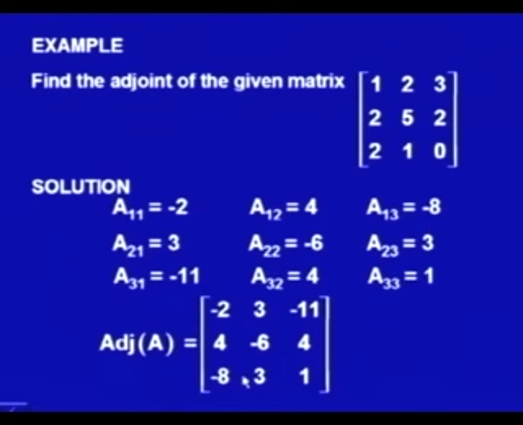So, what is adjoint A? A11, A21, A31 are the elements which are in the first column, but when we are talking about adjoint A, they will become the first row, because it is the transpose of the matrix of cofactors. So, what we have is minus 2, 3, minus 11 as the first row, 4, minus 6, 4 as the second row, minus 8, 3, 1 as the third row. So, adjoint of A is equal to this 3 by 3 matrix.